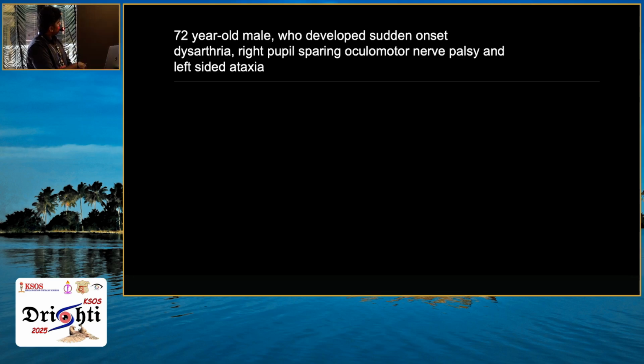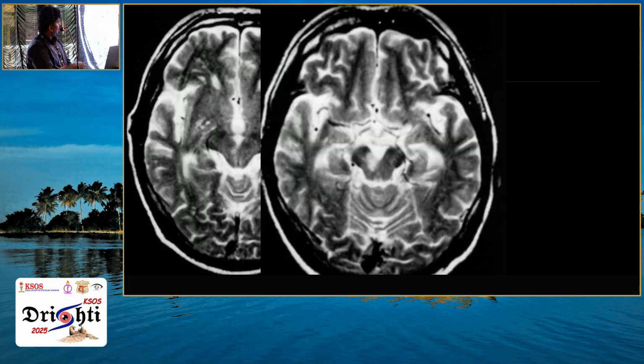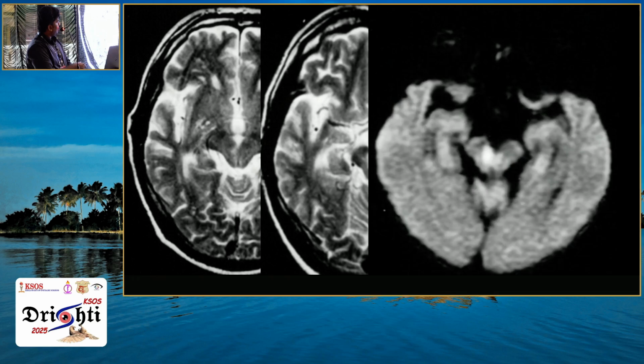Another 72-year-old male who developed sudden onset dysarthria, pupil sparing oculomotor nerve palsy, and left-sided ataxia. We are looking at oculomotor nerve palsy, pupil sparing. We are looking into the midbrain. Here, our target area is the midbrain. You can see asymmetrically hyperintense area here, and on diffusion-weighted imaging, there is a hyperintense area on DWI here. This is a case of ventromedial midbrain infarct, also known as Claude's syndrome.